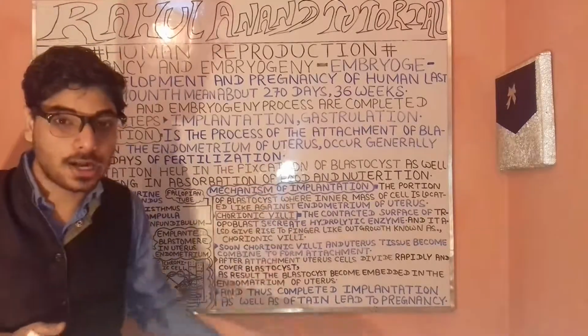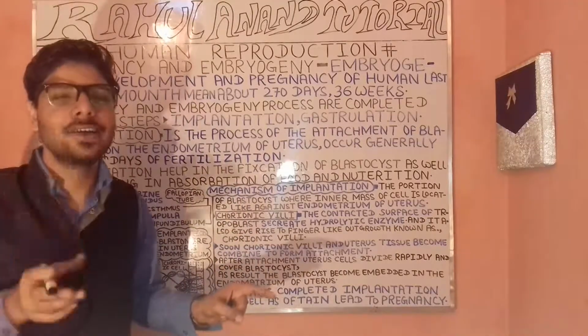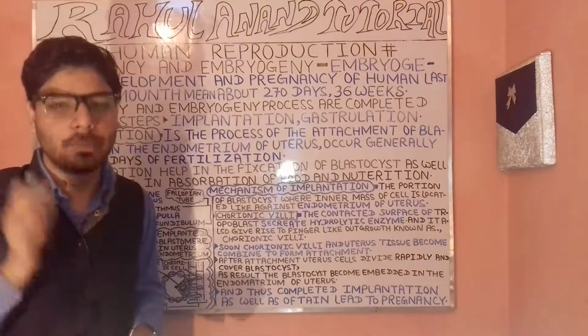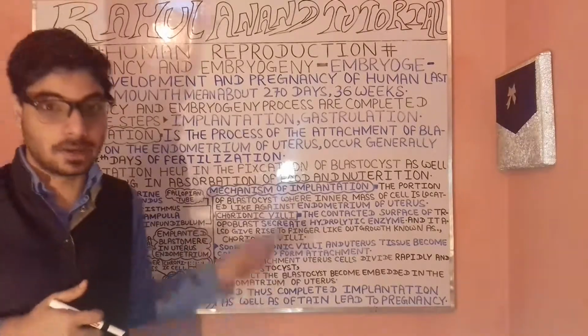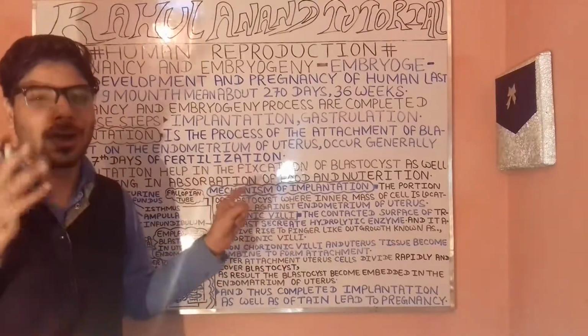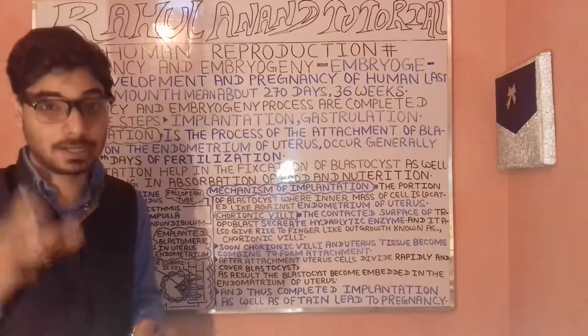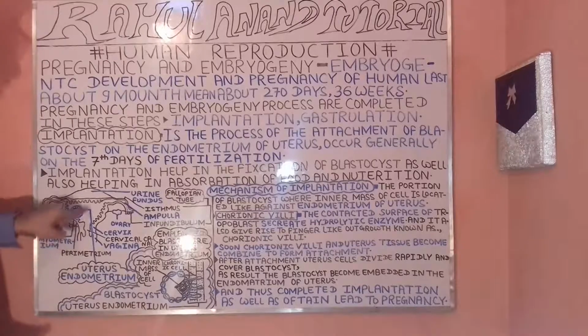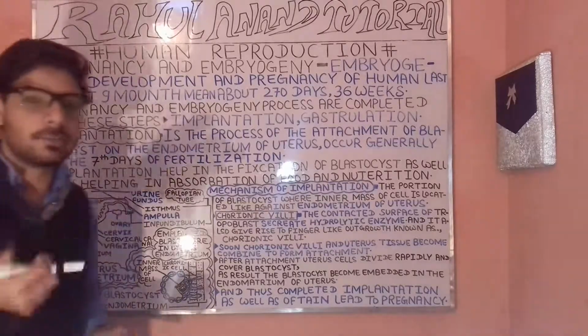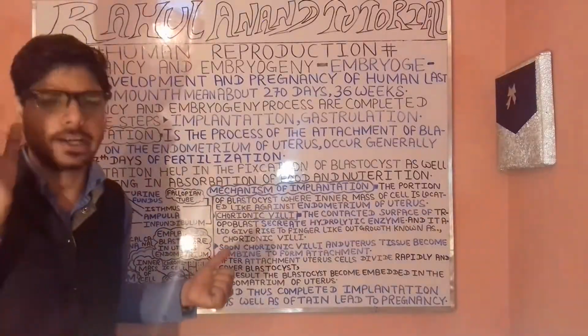Often we have three broad kinds of walls in it. These are the perimetrium, the myometrium, as well as the endometrium. Remember we have read about the endometrium in the course of implantation. You can find here on the board the endometrium, and this is the stage which is particularly being attached with reference to the endometrium.